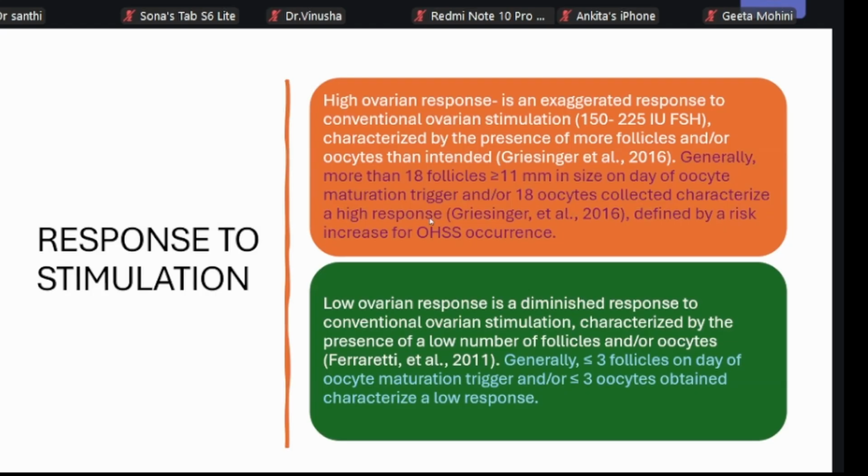Whenever we do a stimulation, different patients respond differently. So what do we call a high ovarian response and what do we call a low ovarian response? When we see more than 18 follicles, more than 11 mm in size, on the day of trigger, we call it a hyper response. And usually when we get fewer than 3 follicles on the day of trigger, we call it a low response.